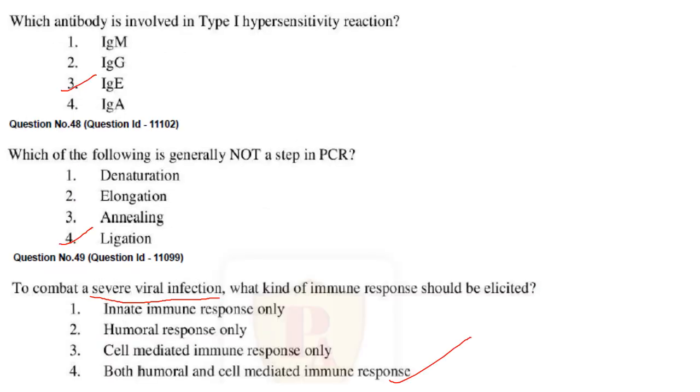Then next one, which antibody is involved in type 1 hypersensitivity reaction? It is IgE. Answer is option 3. Which of the following is generally not a step in PCR? It is ligation. Denaturation, elongation, annealing are steps in PCR, whereas ligation, joining two ends of the DNA, is not a step in PCR. Then next one, to combat a severe viral infection, what kind of immune response would be elicited? So both humoral and cell mediated response will be elicited. It is a severe viral infection.